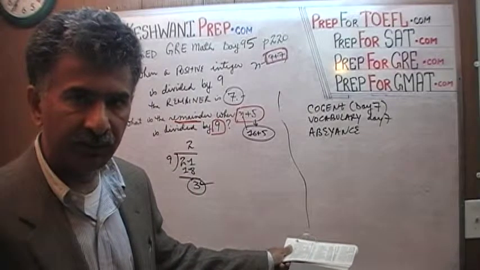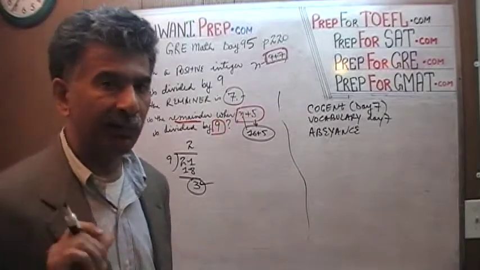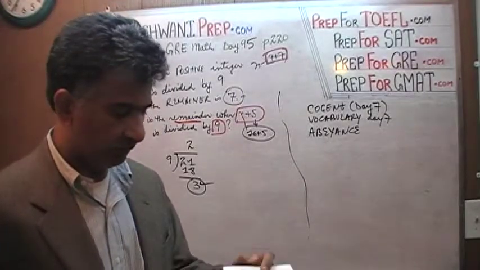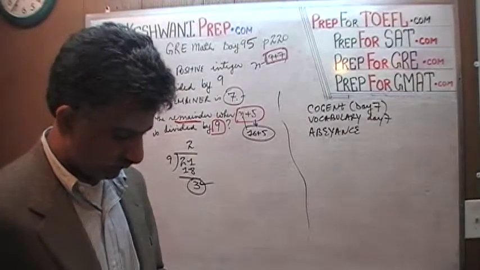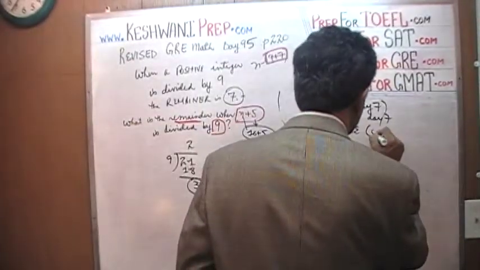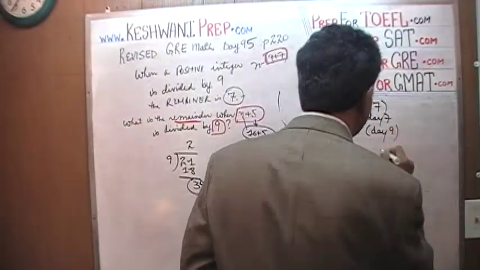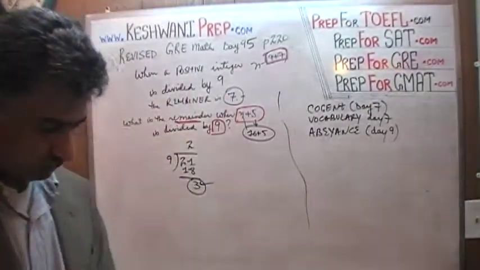Let's leave the word cogent aside for the time being, so that we can continue with our problem. That's what abeyance means, so leave it aside. We'll deal with it later. When did we learn the word abeyance? I know we learned that word too. So that is also a word that crops up many a times. Every time I want to put something aside, we say let's leave it in abeyance. Let's keep it in abeyance. Day number 9.